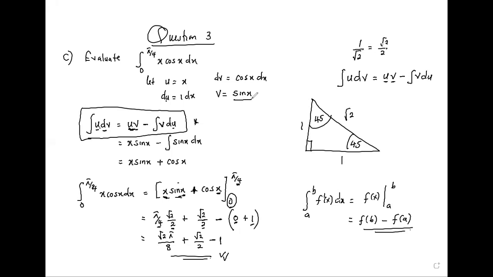The question has U and dV. We have to find V ourselves and du ourselves. To find V, you integrate dV. So we integrate cos, we get sine. So sine becomes V. Okay, I understand now. Yeah, the answer will still be the same thing, even if you don't understand it.